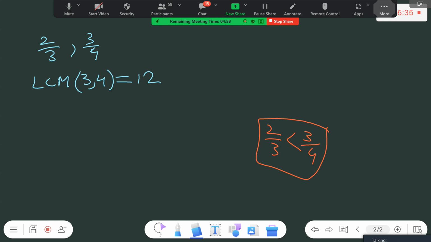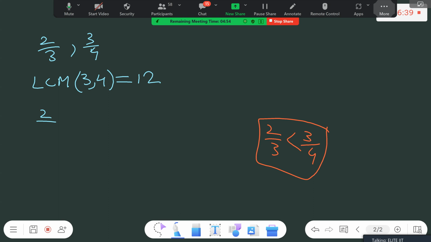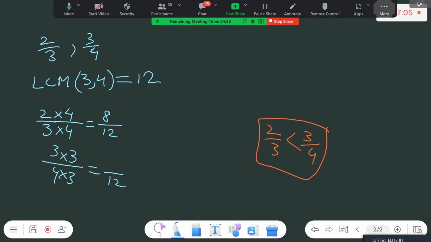Next, after we found the LCM, now make them like fractions. How do we do that? Denominator to make it 12? 3 into 4, isn't it? And numerator also into 4? 8 by 12. Similarly, how do you make this 12? 4 into 3? So numerator also you have to multiply with 3? 9 by 12, isn't it?